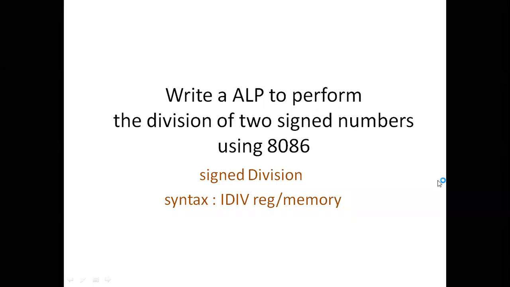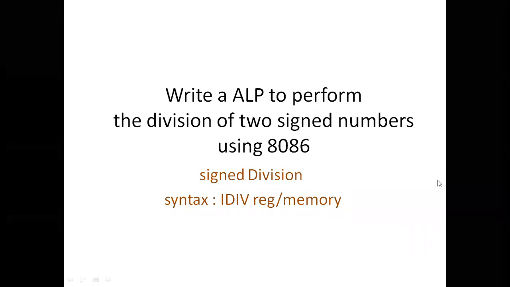So welcome to Microprocessor Lab. In this session, we are going to learn how to write an assembly language program to perform the division of two signed numbers using 8086. The mnemonic used to perform the division of two signed numbers is IDIV, register or memory.